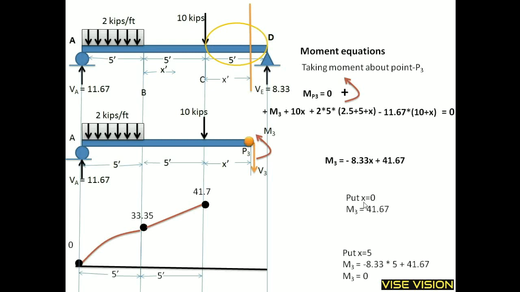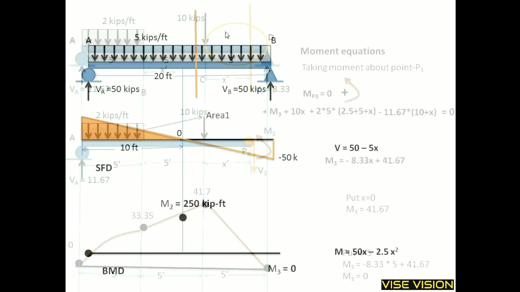Putting x is equal to 0 in this equation, I will get the moment value at point C, because x starts from here. The x equal to 0 value is at point C, so I will get this moment value, and putting x is equal to 5, I will get M3 is equal to 0 at this point. The M should be 0 at a pin and roller. This is how the BMD can be drawn by using this equation for this region.